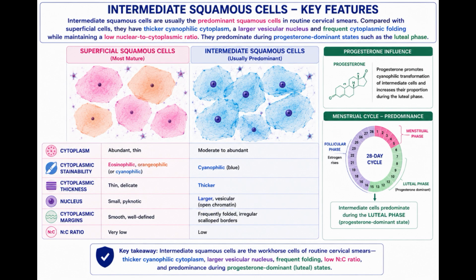Intermediate squamous cells are usually the predominant squamous cells in routine cervical smears. Compared with superficial cells, they have thicker cyanophilic cytoplasm, a larger vesicular nucleus, and frequent cytoplasmic folding while maintaining a low nuclear to cytoplasmic ratio. They predominate during progesterone-dominant states such as the luteal phase.